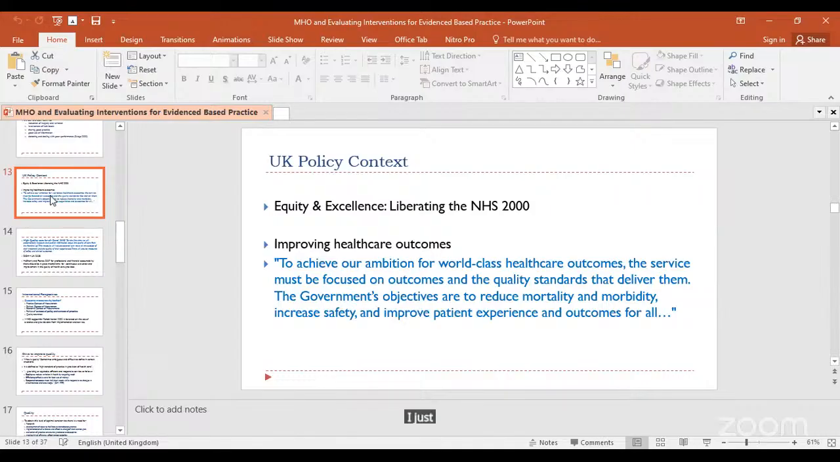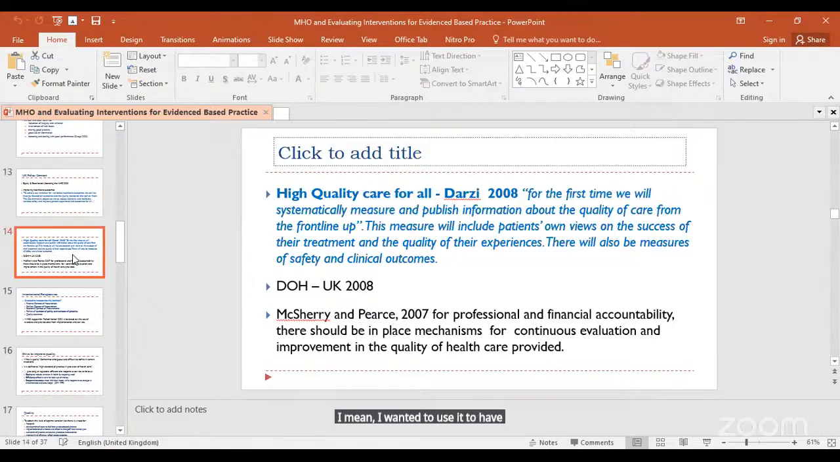I just put in this UK context because I wanted to use it to have an extensive explanation of why this applies to us in this context, but I'm going to skip it.